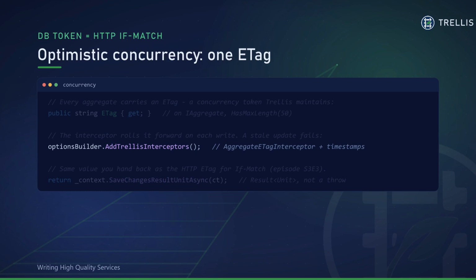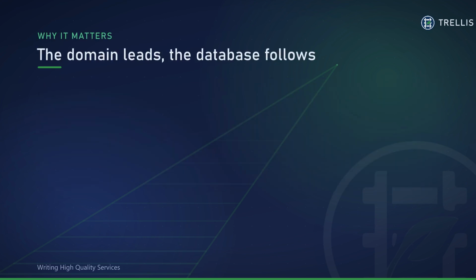So if your update is based on a stale version, EF Core refuses it instead of overwriting newer data. And here's the elegant part. That ETag is the very same value you hand back over HTTP for If-Match, the optimistic concurrency we built in Series 3. One token, enforced at the database and exposed at the edge, and your save returns a result, not a thrown exception.